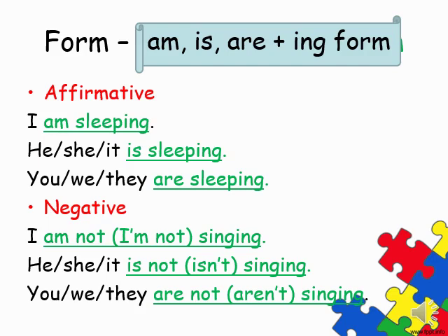In the affirmative form, we say, I'm sleeping. He, she, it is sleeping. You, we, they are sleeping. In the negative form, I just add not. So I am not singing. He, she, it isn't, is not or isn't. You, we, they are not or aren't.